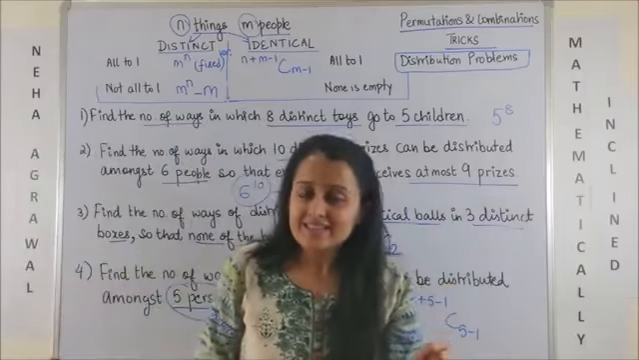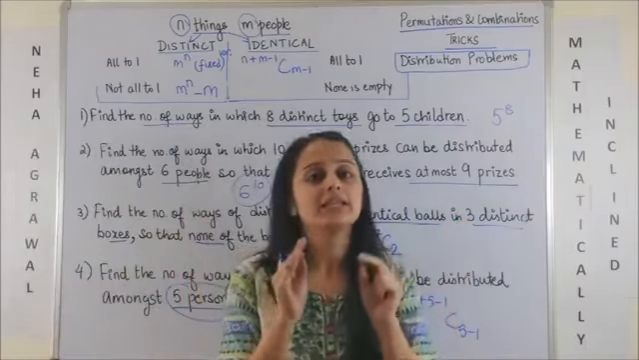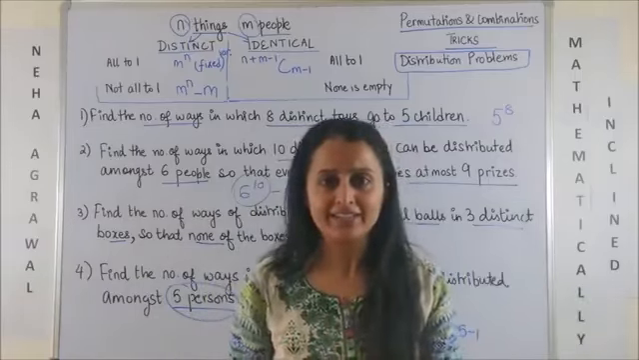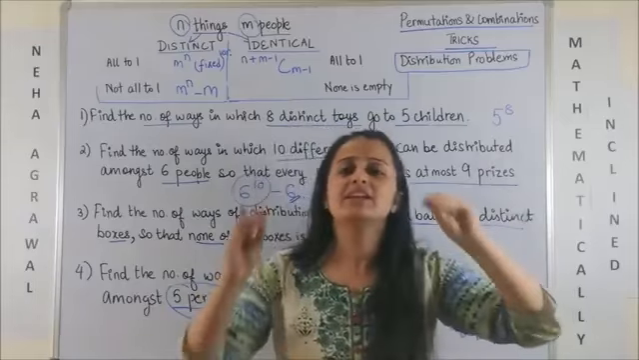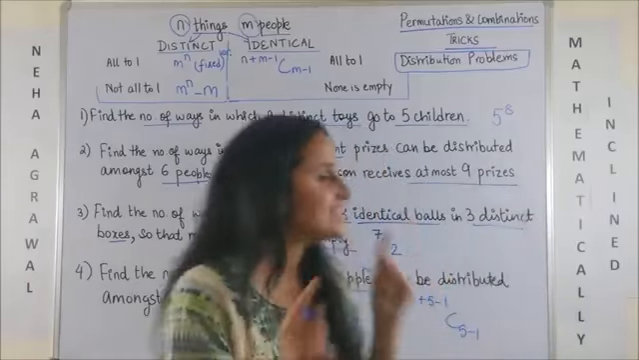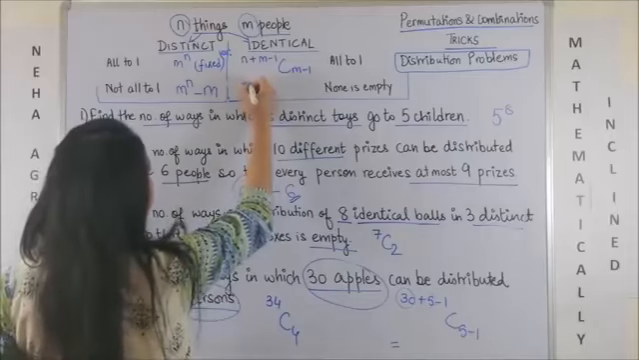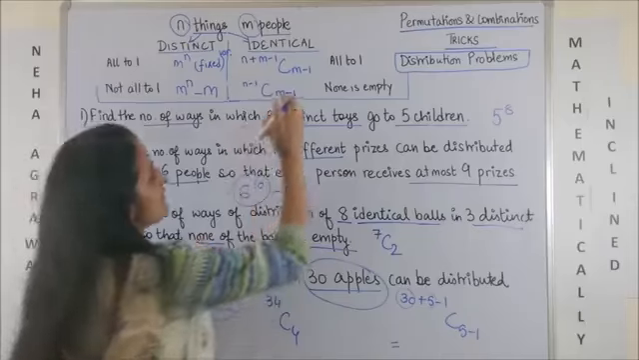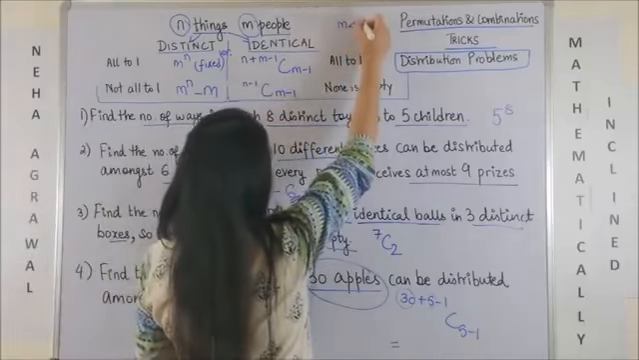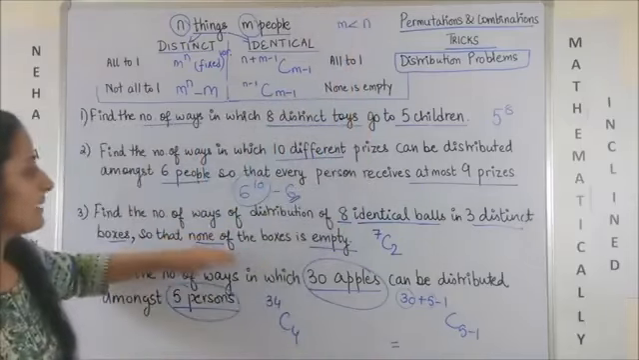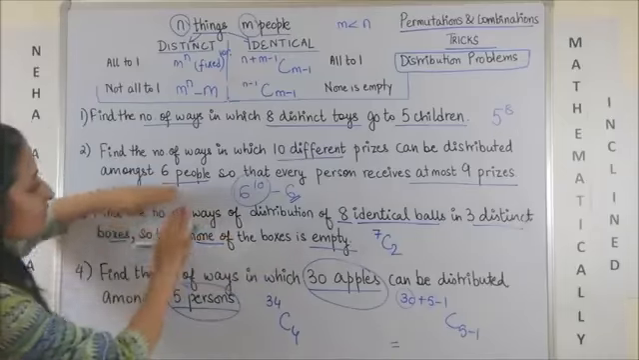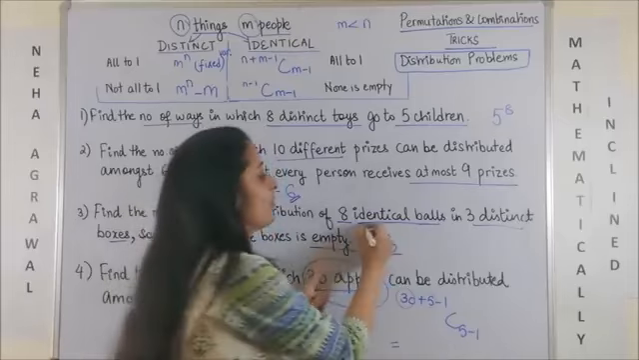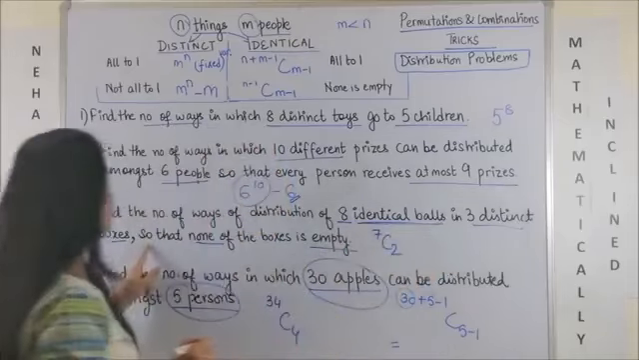Likewise, in case there is a condition applied, by this the condition would be that no one goes empty-handed. Basically, everybody will get something or the other. In this case, your formula is simply n minus 1, C m minus 1. Needless to say, for such cases, your m is less than n. Look at the example, which is question 3. It says, find the number of ways of distribution of 8 identical balls in 3 distinct boxes.